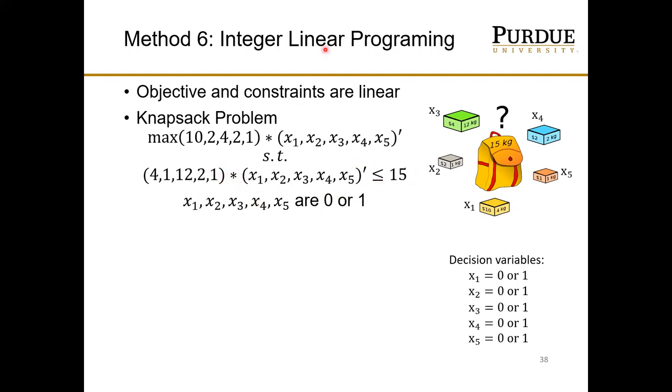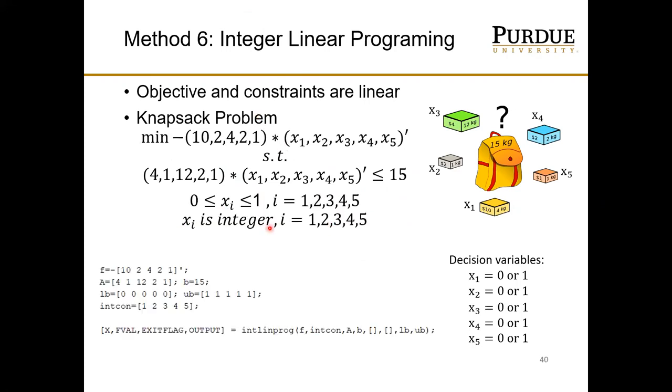Because we call it integer, and integer means it can be 1, 2, 3, 4, any number, but here it's 0 or 1, we need to consider this. We say xi is an integer, but we bound it between 0 and 1. That's how we formulate xi as an integer with the constraint 0, 1.